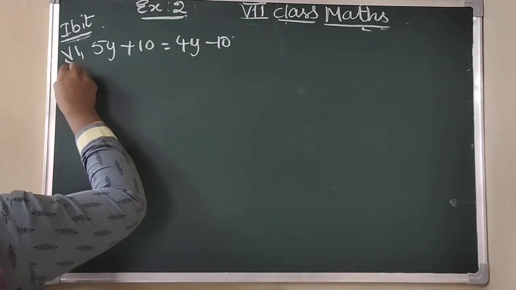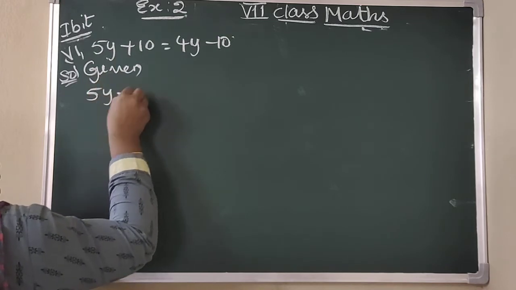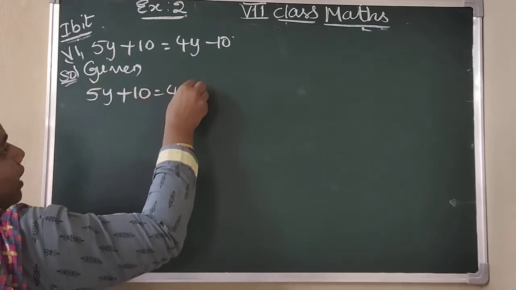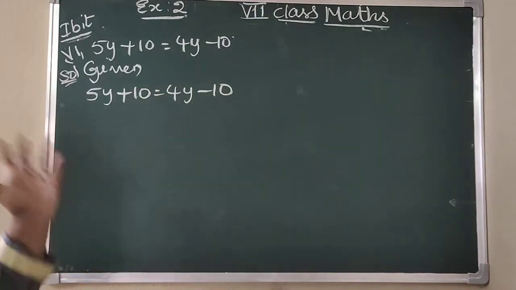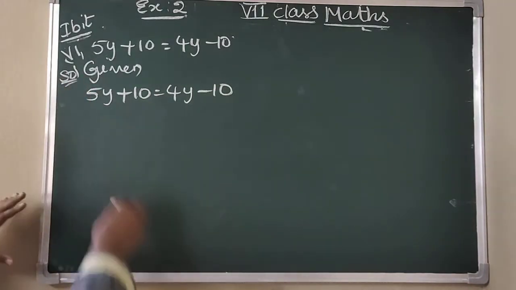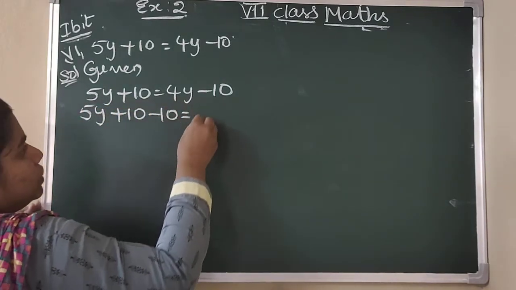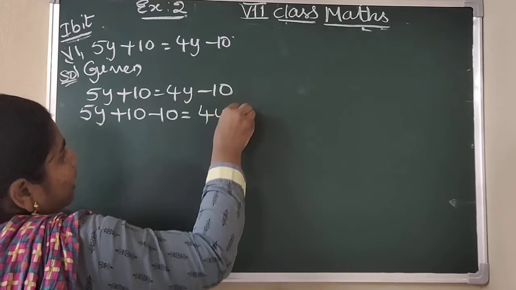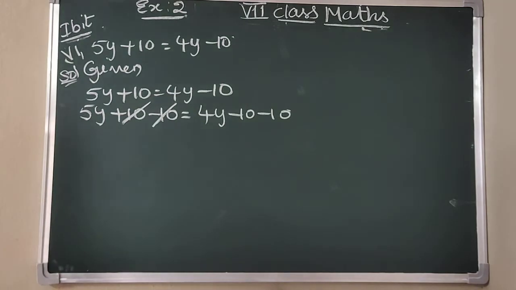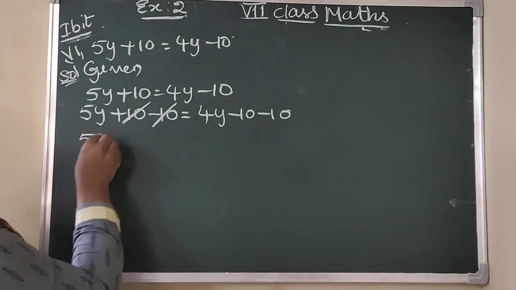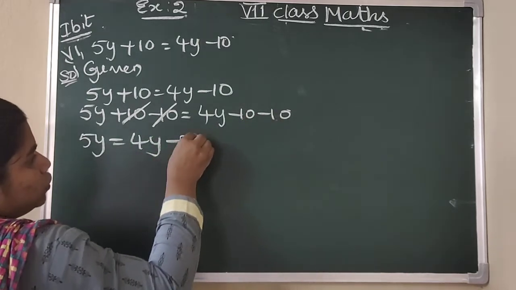So that is given: 5y plus 10 is equal to 4y minus 10. So plus 10 means we have to subtract 10 on both sides. So 5y plus 10 minus 10 is equal to 4y minus 10 minus 10. Plus 10 minus 10 will get cancelled. What is the remaining? 5y is equal to 4y, and minus 10 minus 10 will be minus 20.